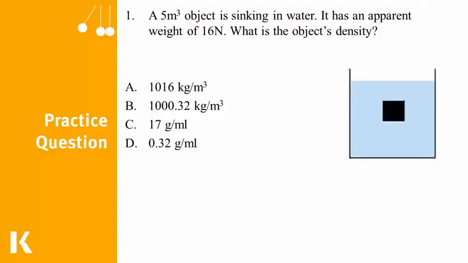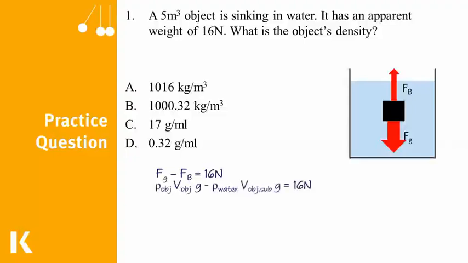The first clue here is that the object is sinking, so the force of gravity is greater than the buoyant force. The magnitude of this difference is given by the apparent weight, so the force of gravity minus the buoyant force equals 16 newtons. Subbing in those terms for the force of gravity and the buoyant force from earlier in the video, which are just new ways of saying force equals mass times acceleration, we come up with this expression. Those are the two key steps in solving this problem. The rest is just plug and chug, so let's see where all the numbers come from.